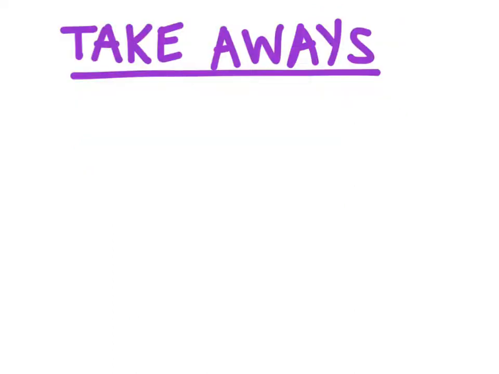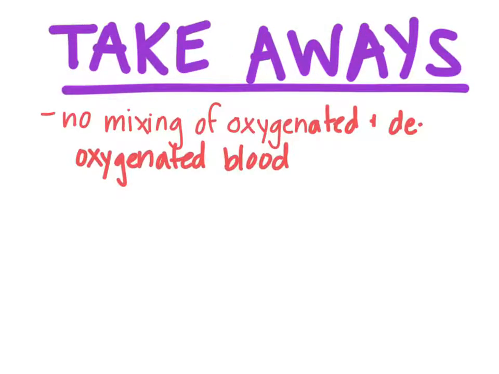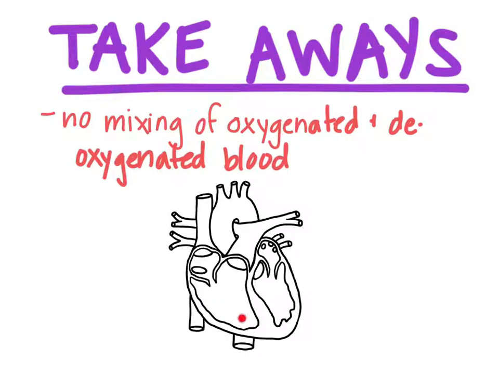So besides knowing the labels of this diagram and knowing how blood flows, since I told you you should know that for your test, what are some takeaways from this general screencast? One of the most important things is that our oxygenated and deoxygenated blood are not mixing. So let's look back at our diagram, and you can see between this large chamber and this large chamber, there's a wall, and this wall is what we call the septum. And the septum is keeping the deoxygenated and the oxygenated blood separate.